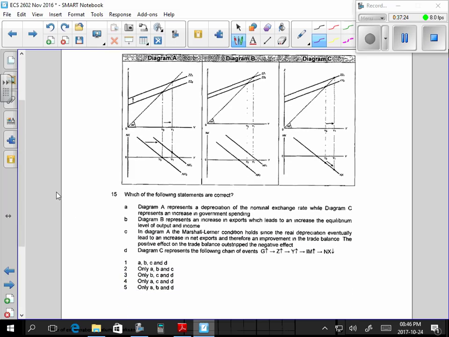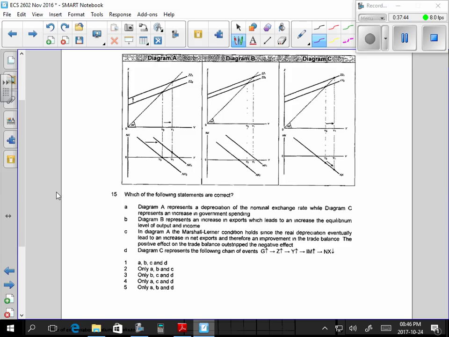Question 15. Now again, remember, this is your goods market in an open economy where you draw your net exports curve. Net exports, the difference between exports and imports. Change in foreign demand, we shift the graph. Change in domestic demand, we move along the curve.